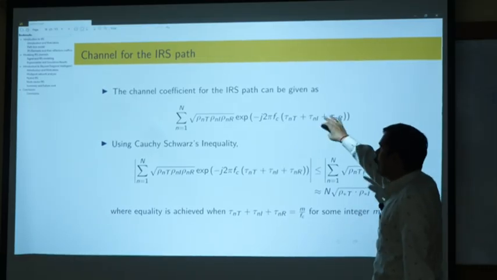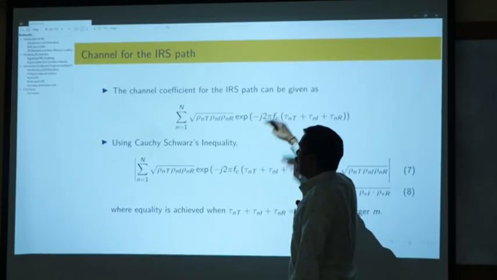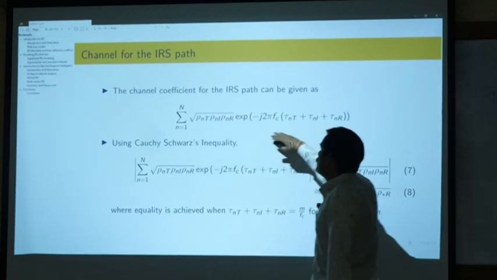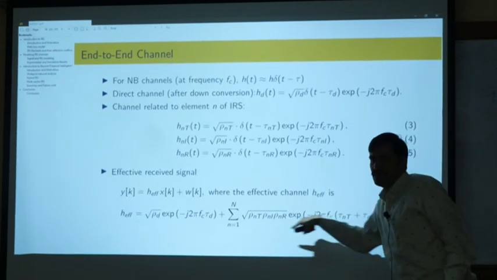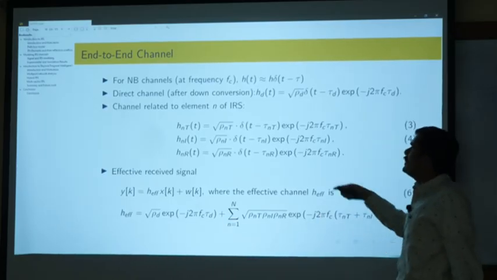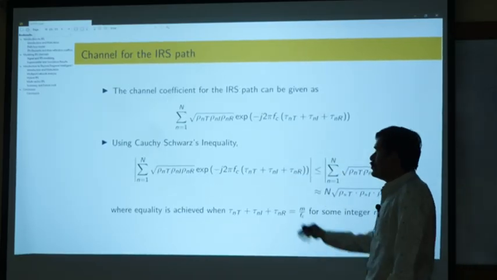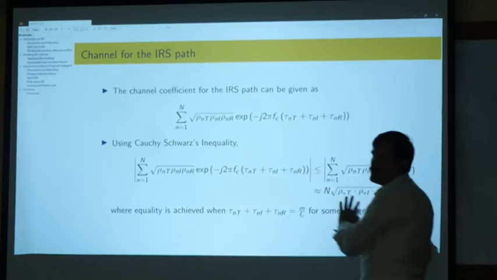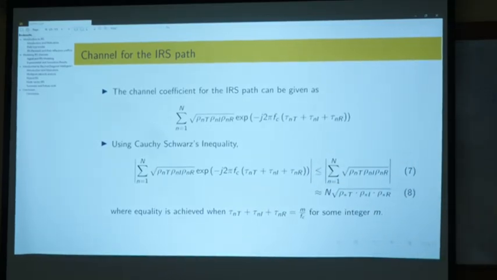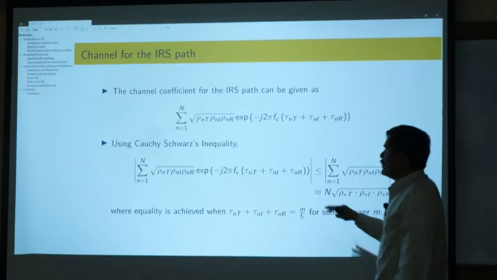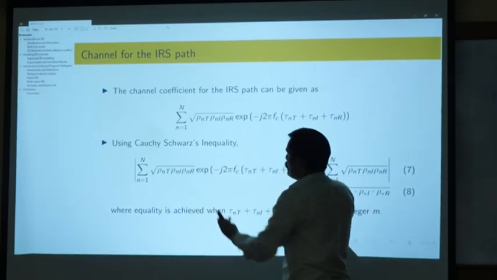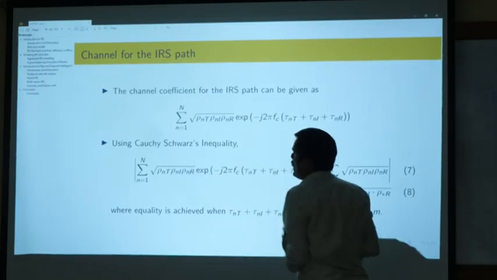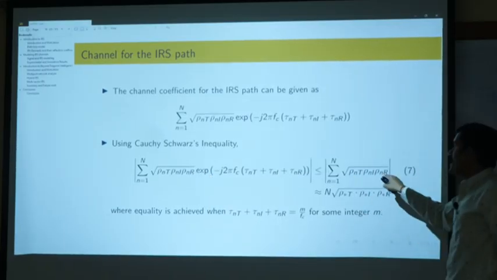So let's only focus on the IRS signal here. In IRS, we have the same thing I have written here. Using the Cauchy-Schwarz inequality, everybody knows about the Cauchy-Schwarz inequality, right? If we write Cauchy-Schwarz inequality for this part and this part, this is an exponential, so its absolute value will be 1. So we can write like this.